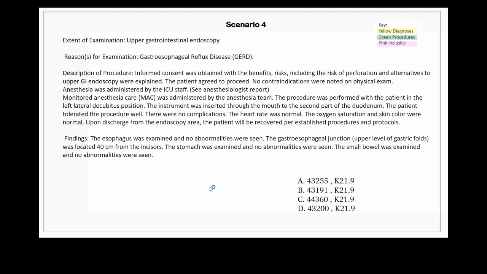Findings: the esophagus was examined and no abnormalities were seen. The gastroesophageal junction, upper level of gastric folds, was located 40 centimeters from the incisors. The stomach was examined and no abnormalities were seen. The small bowel was examined and no abnormalities were seen. You have 2.5 minutes to solve.